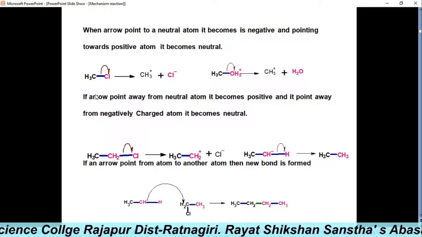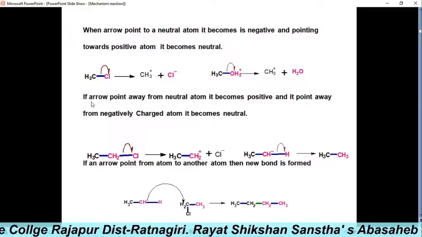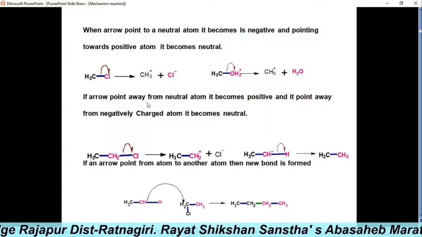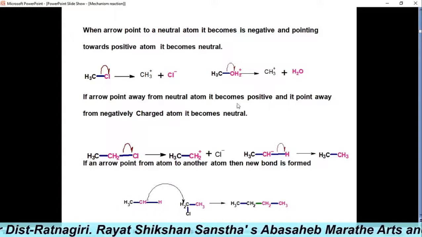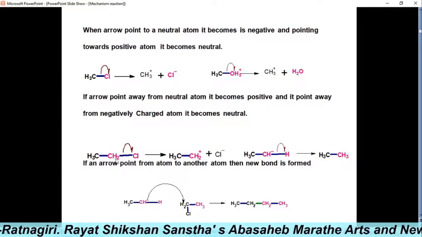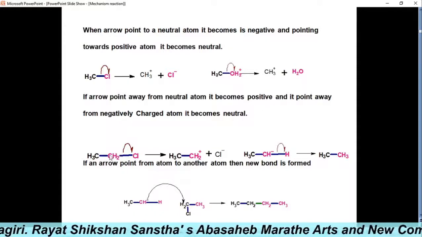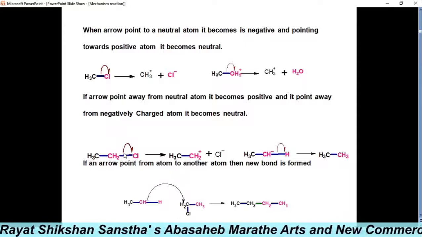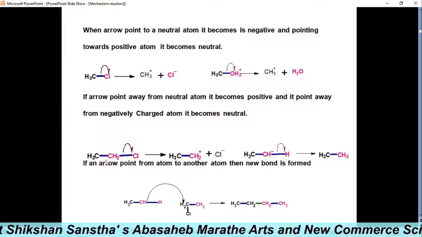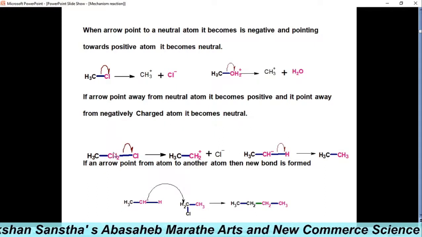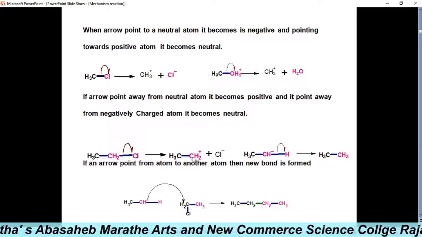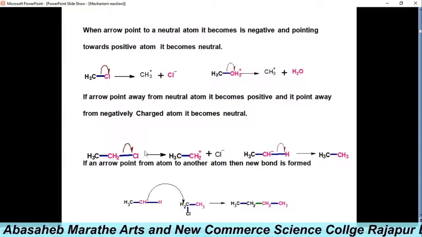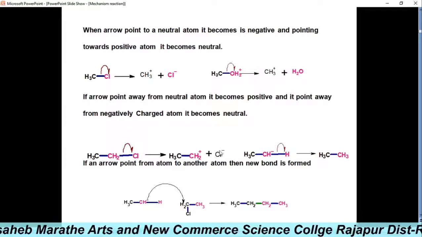Next point we have seen: if an arrow points away from a neutral atom, it becomes positive. See here this example. The arrow points away from that carbon. Therefore, this carbon becomes positive and chlorine becomes negative.